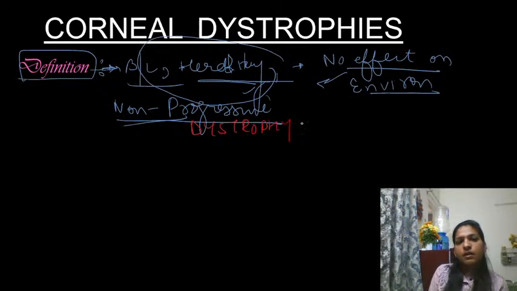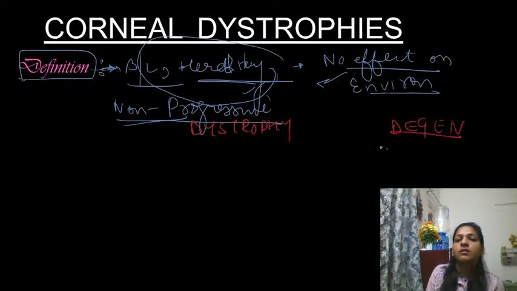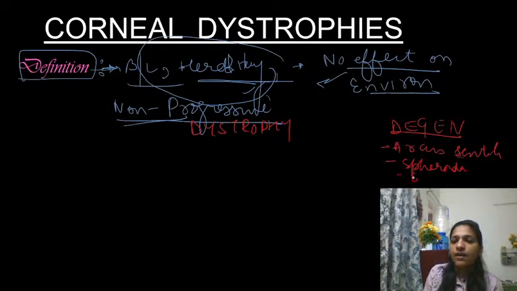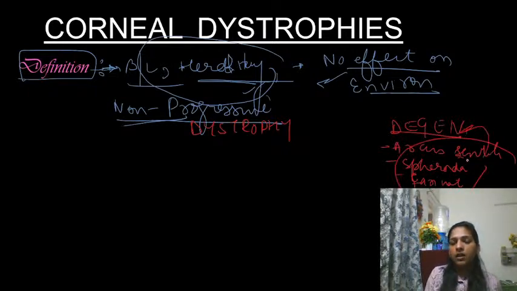Dystrophy and degeneration. Example of degeneration is arcus senilis. You have heard of arcus senilis, gerontoxon. And spheroidal degeneration, corneal farinata, BSK, band shaped keratopathy. These are the examples of corneal degeneration.